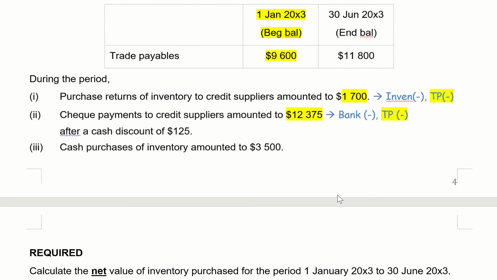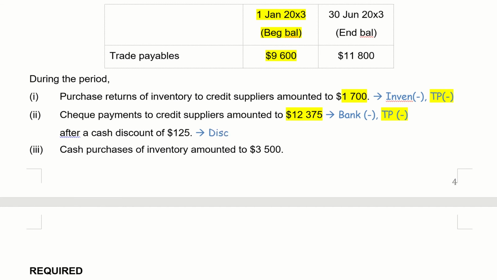Alright, let's take a look at the next piece of information. Aha, there is a cash discount. So when there is a cash discount, what is the double entry that will be recorded? Because this is a discount that your supplier has given to you, this is going to be recorded as a discount received, an increase in discount received. Since you got a discount from your supplier, do you need to pay your supplier? Don't need to pay your supplier, or at least don't need to pay him that amount. So that's why we will record trade payable minus.